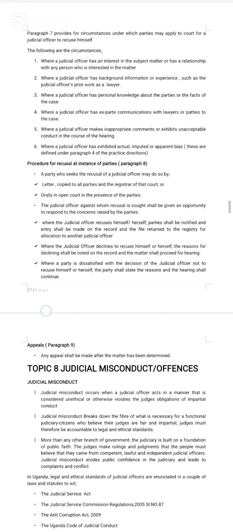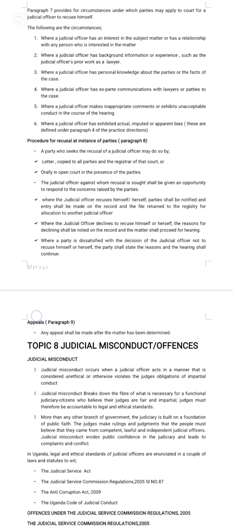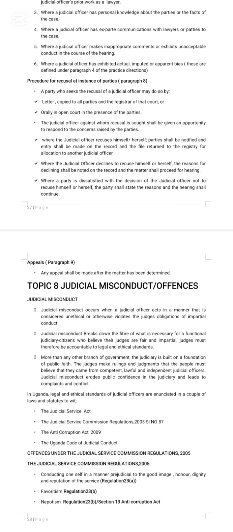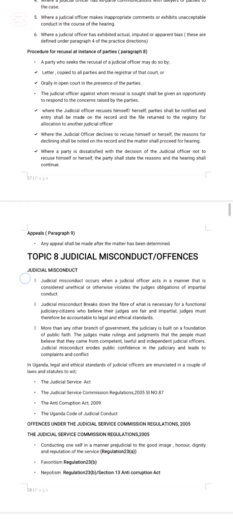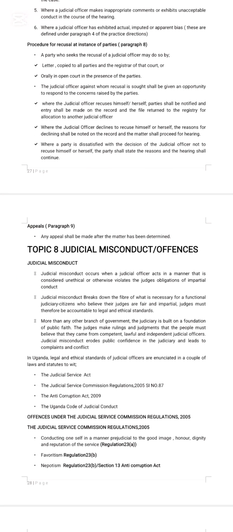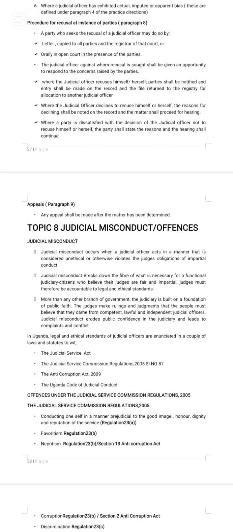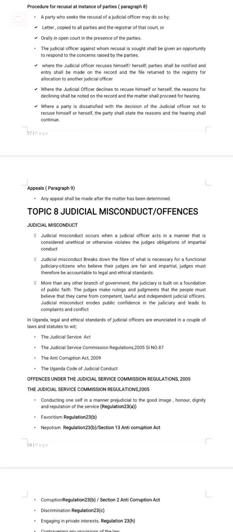So the procedure for recusal: a party who seeks the recusal of a judicial officer may do so by letter, copied to all parties at the register of the court, or orally in open court in the presence of the parties, and the judicial officer against whom recusal is sought shall be given an opportunity to respond to the concerns.